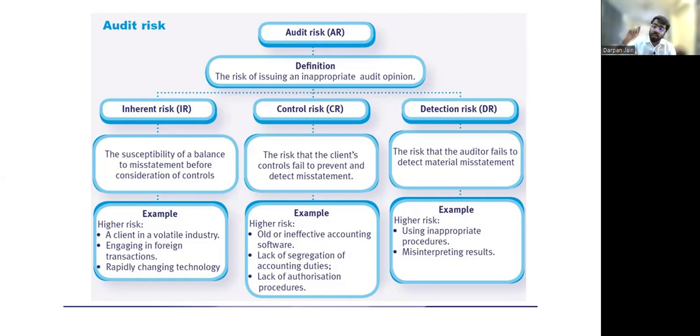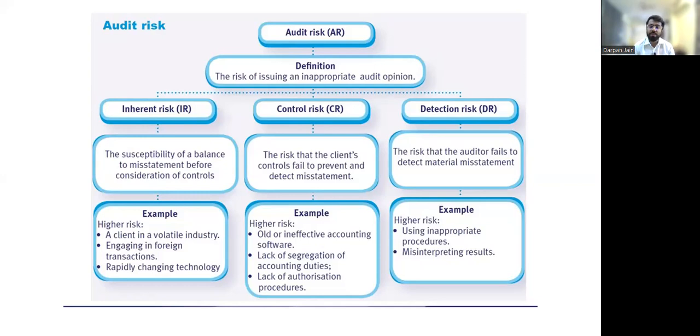I am not saying that if there are no proper internal controls, the financial statements are definitely misstated. There's a difference in both these statements. We are not saying that if the internal controls are failing, the financial statements definitely have misstatements. No, we are saying there's a risk that the financial statements are misstated.